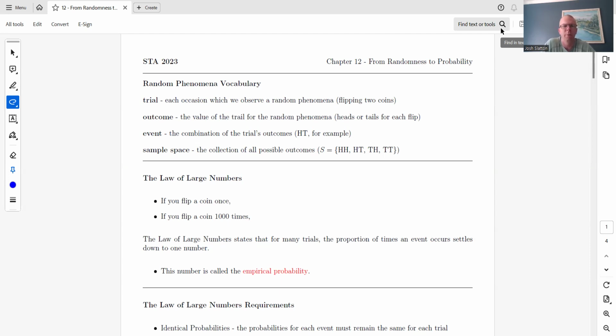So let's start with some vocabulary. Trial is just an occasion where we observe a random phenomenon, for example, flipping two coins. Outcome is the value of the trial, so heads or tails for each flip. And the event is the combination of the trial's outcomes. So we're flipping two coins, so we could get heads and then tails. Sample space is the collection of all the possible outcomes. So if you're flipping two coins, the sample space would be heads-heads, heads-tails, tails-heads, and tails-tails.